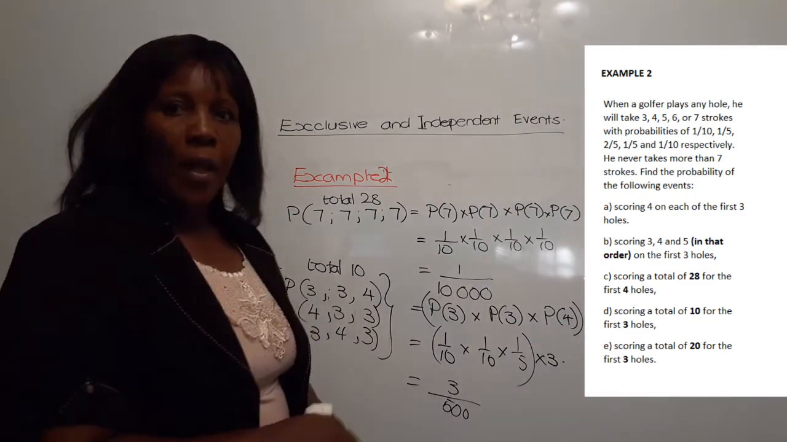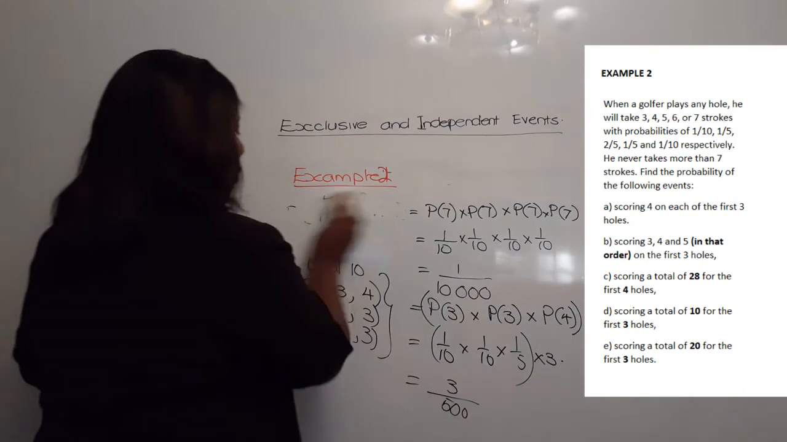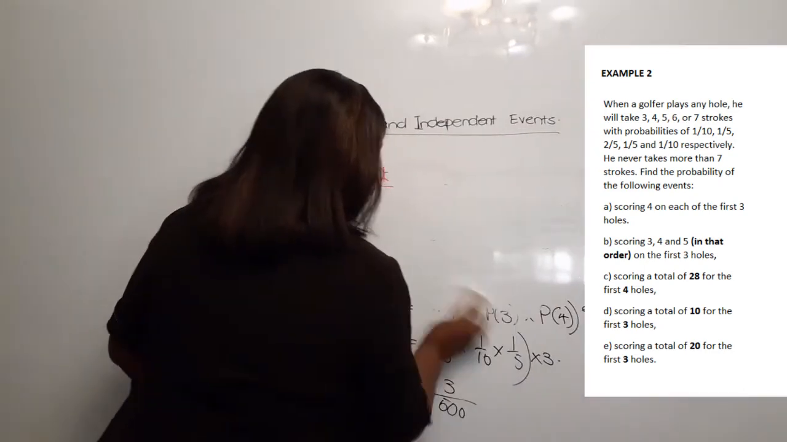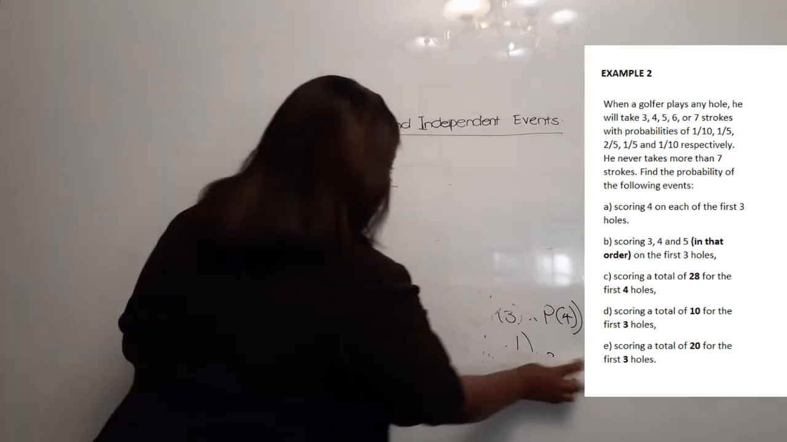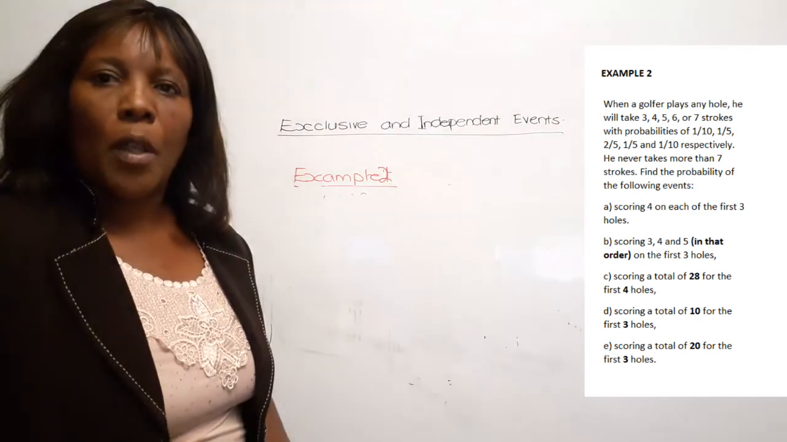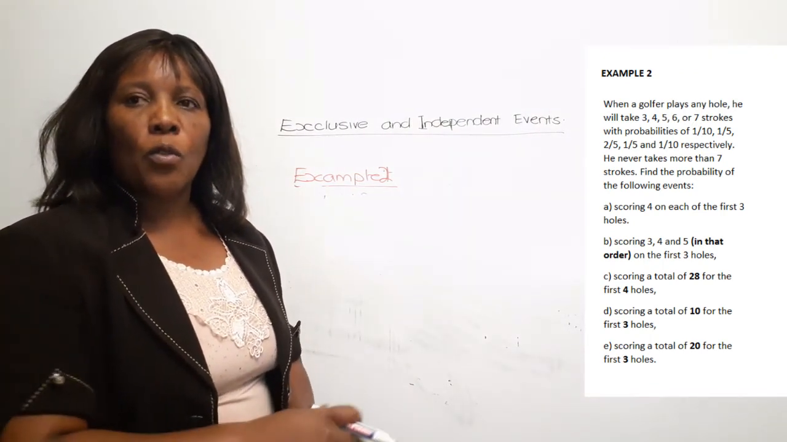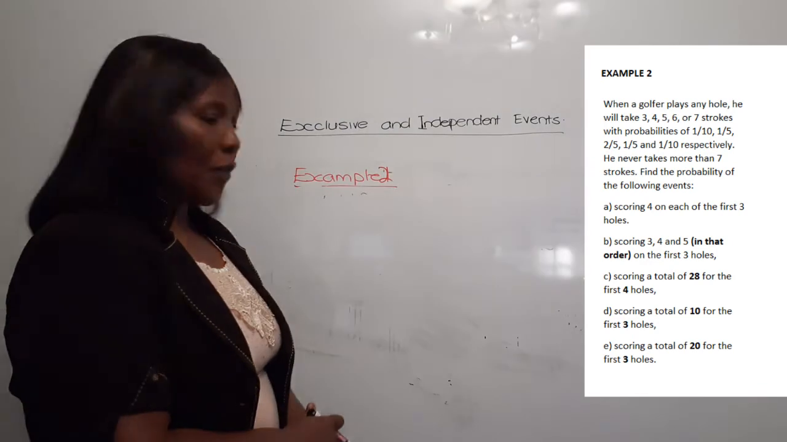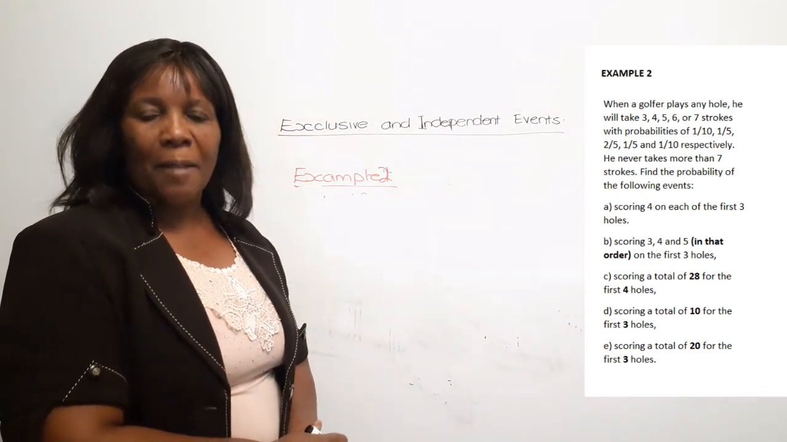3 different ways. And the very last one is scoring a total of 20. We want to score a total of 20. If we are to score a total of 20 for the first 3 holes, we are not worried about anything that comes after the first 3 holes. We are scoring a total of 20.